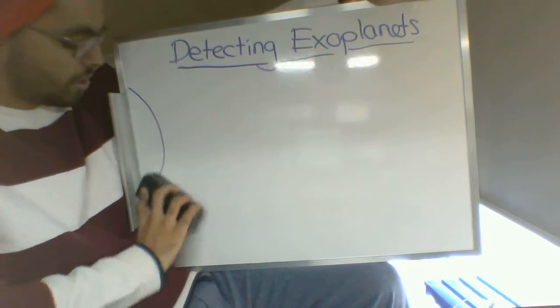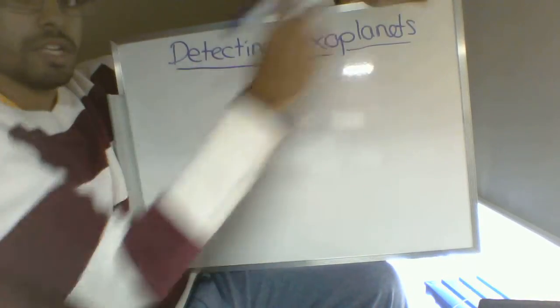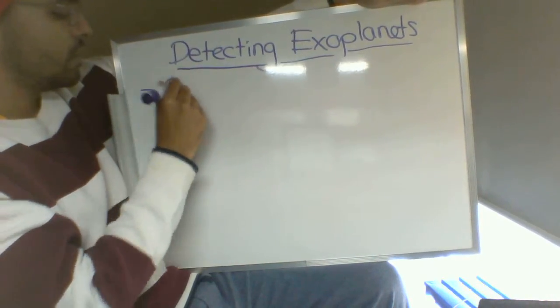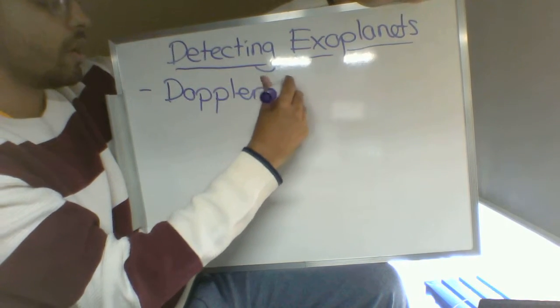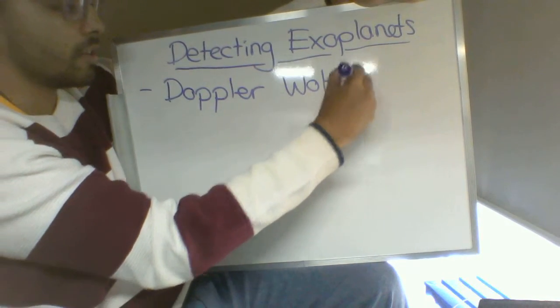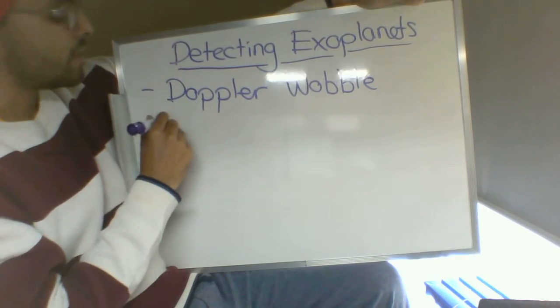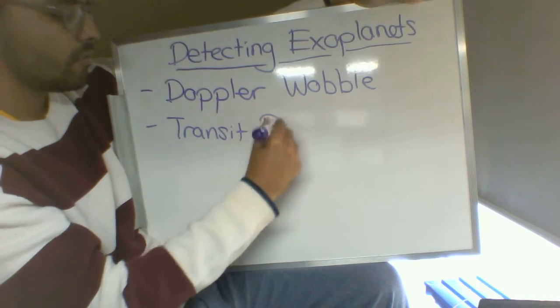But in this video, we're going to talk about how to detect exoplanets, and there are two techniques I want to talk about. The first one is called a Doppler Wobble. You could call it a Doppler shift or something, but I'm going to call it a Doppler Wobble. And the second one, which sounds much fancier, is called transit photometry.